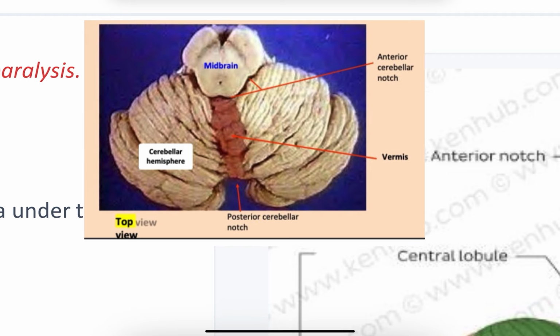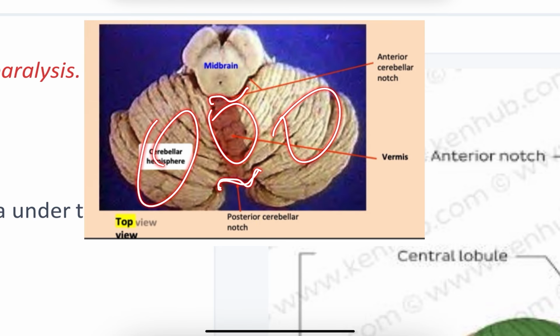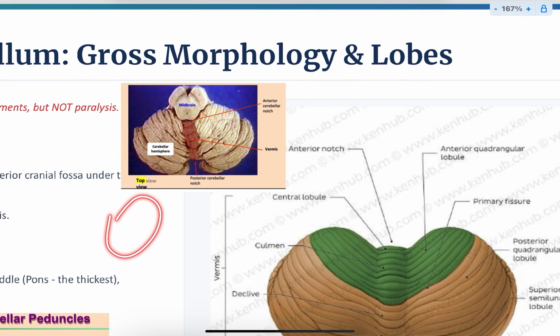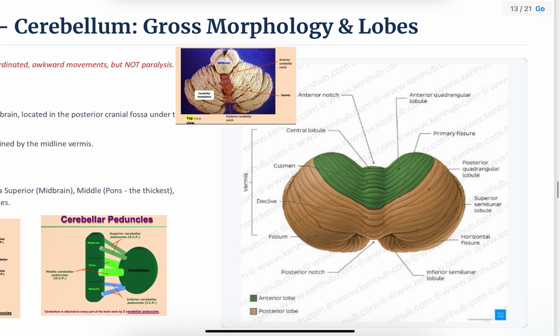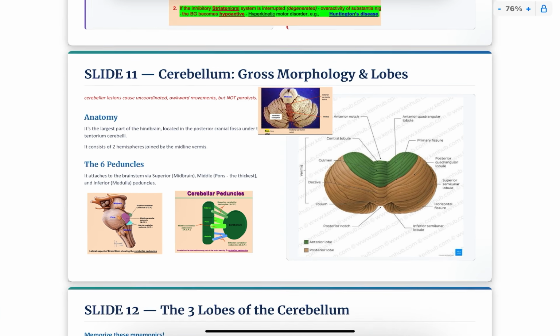Here I have the anterior cerebellar notch, okay? So anterior cerebellar notch, the vermis, cerebral hemisphere, and the posterior cerebellar notch. So I have anterior notch and posterior notch. And this is the top view of the cerebellum, by the way. Now for the other names, we're going to take a look at them later on.